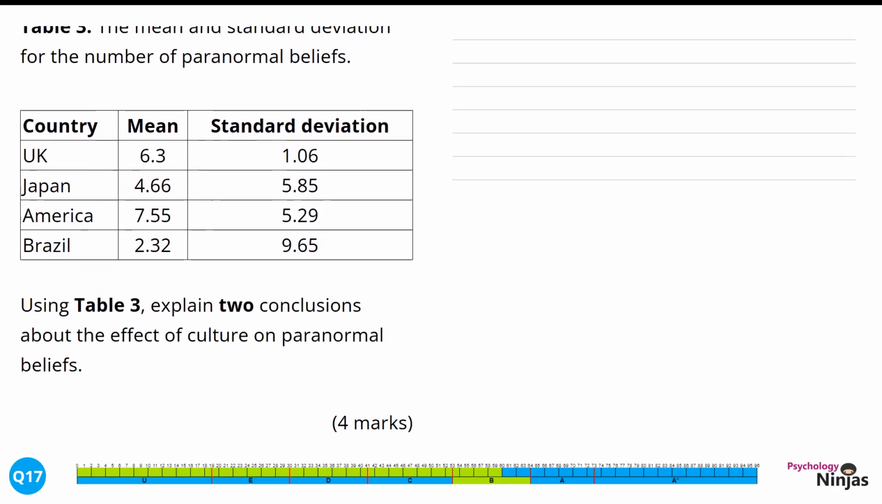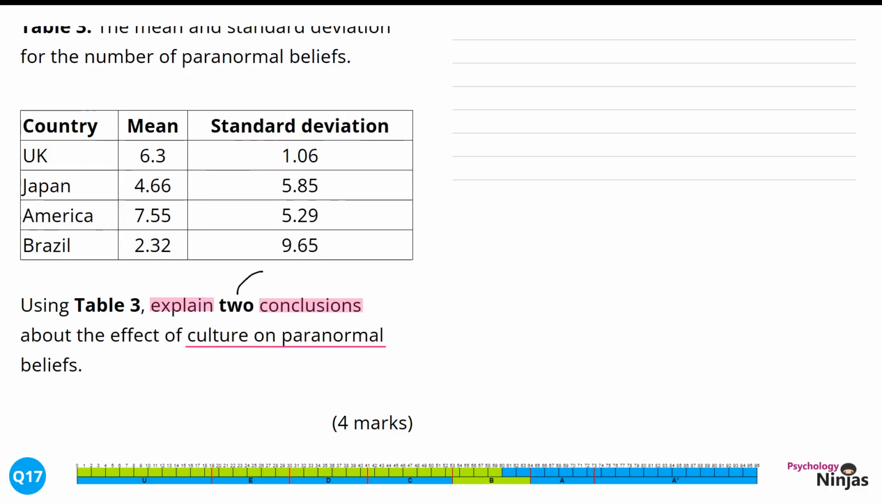For our command word explain, we need to give a detailed and extended response. This question is looking for conclusions, so outcomes about our particular aim. Given that it's a STEM question, we need to be linking this back to, or our conclusions need to be about, the effect of culture on paranormal beliefs.